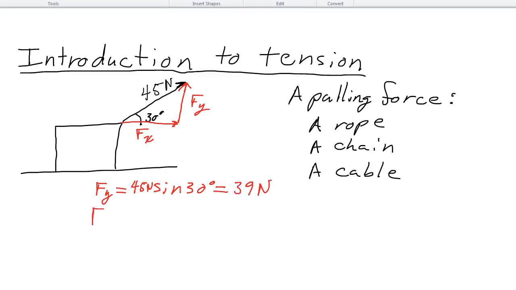If we wanted to find the x component of the tension force, we do something similar. So 45 newtons is the tension force, and we want to find its x component. So 45 cosine 30 degrees equals 22.5 newtons. All right, that's all there is to finding the components of a tension vector.